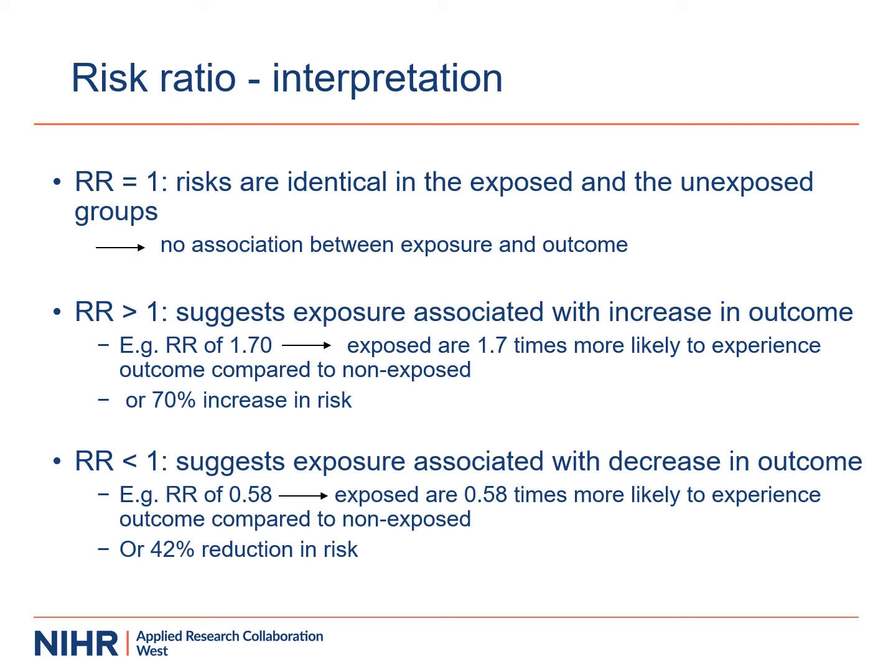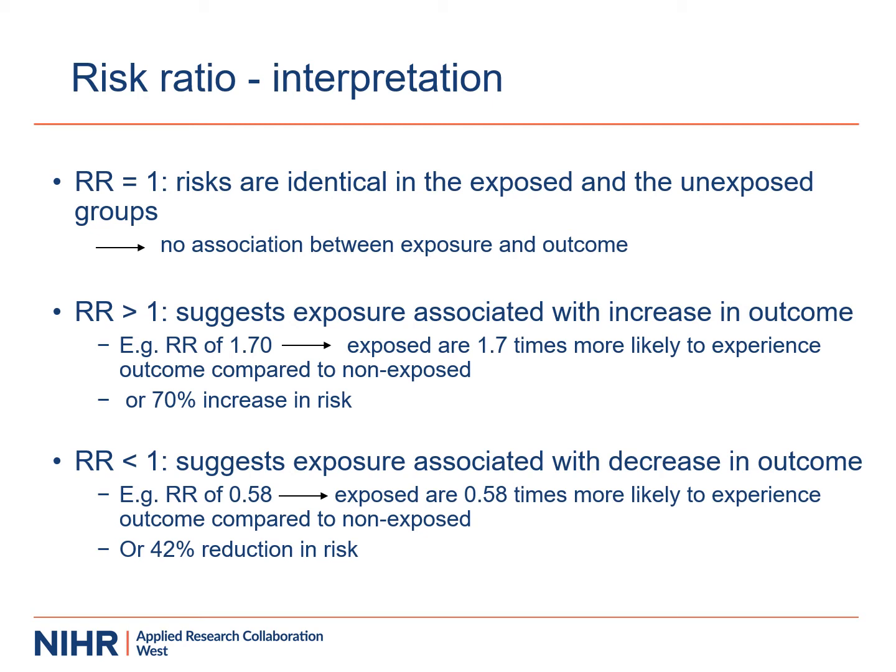A risk ratio of greater than 1 tells us that the outcome is more likely in the exposed group than the unexposed group. So for example, if we had a risk ratio of 1.7, this tells us the outcome is 1.7 times more likely in the exposed group than the unexposed group. Or another way to describe this is that it's 70% higher in the exposed group than the unexposed group.